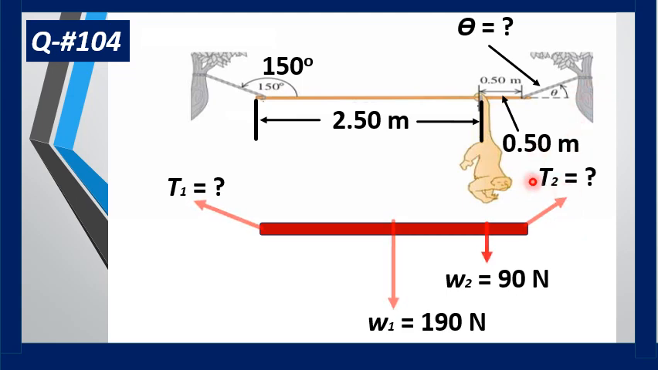We are assuming that these forces acting on the rod, such as T1, T2, W1, and W2, are coplanar forces. In other words, the four forces all lie in one Cartesian plane. And as shown in this vector diagram, these four forces are non-concurrent, meaning their lines of action do not intersect at a common point.